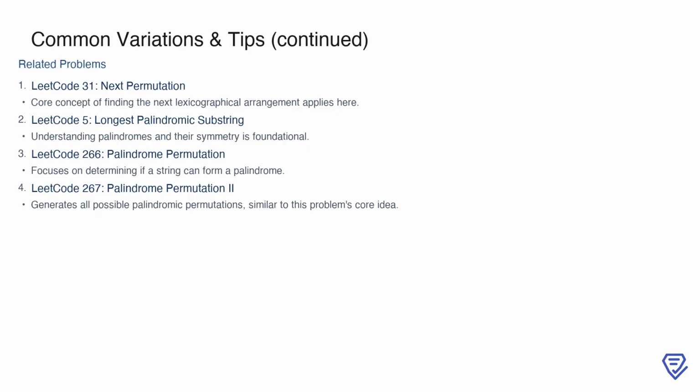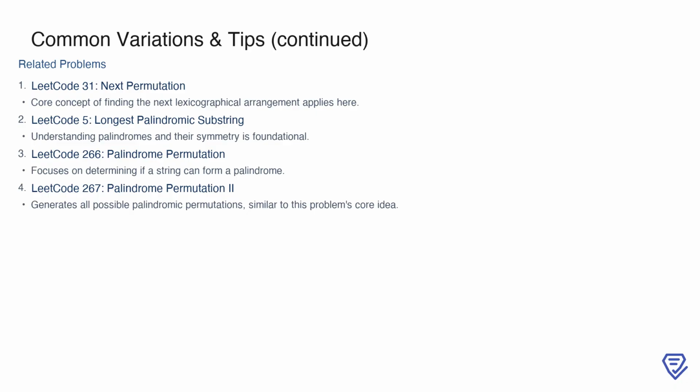This problem also shares concepts with other related problems on LeetCode. For instance, LeetCode 31, Next Permutation, introduces the core idea of finding the next lexicographical arrangement, which plays a central role in solving this problem. Then there's LeetCode 5, Longest Palindromic Substring, where understanding the structure and symmetry of palindromes is foundational. Similarly, LeetCode 266, Palindrome Permutation, focuses on determining whether a string can form a palindrome, which ties closely to the validation step in this problem.